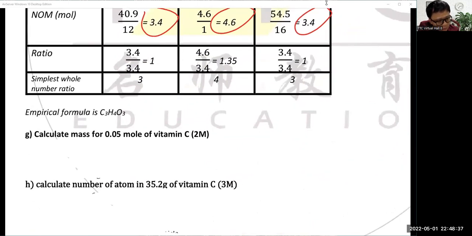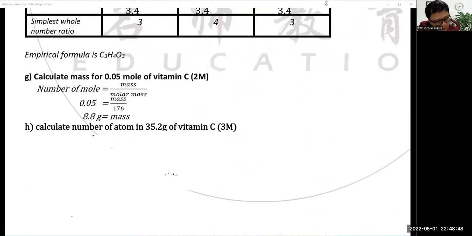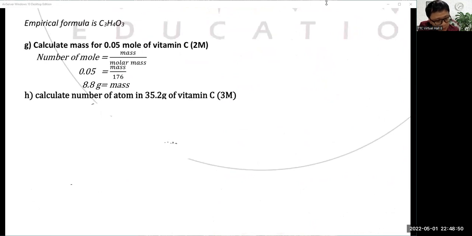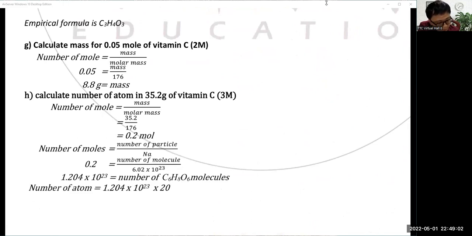Then calculate the mass of 0.05 mole of vitamin C. So same now, you put the mole as 0.05 mole, the molar mass is 176. So the mass would be 8.8 grams. Calculate the number of atoms in 35.2 grams. So I got 35.2 grams. First, use the mass and molar mass to find the mole. Then use the particle number to find the molecules. Then after that, because here we have 20 atoms, the number of molecules times 20 will give you how many atoms you have here.